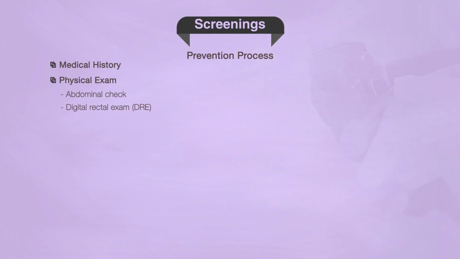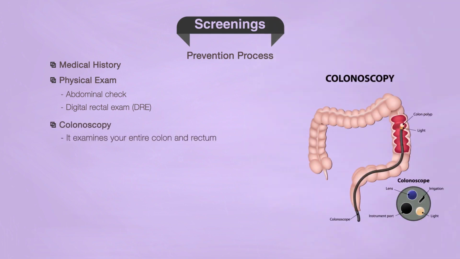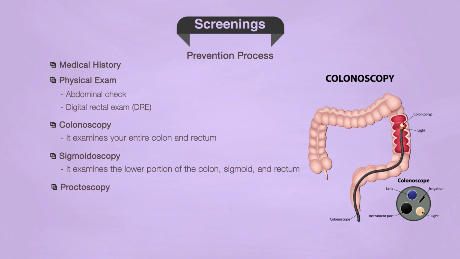Testing usually starts with a colonoscopy, which examines your entire colon and rectum. A sigmoidoscopy may be ordered as an alternative, which examines the lower portion of the colon, sigmoid, and rectum, or a proctoscopy, which just looks at the rectum. This is typically performed if rectal cancer is suspected. Biopsies may be taken during these procedures to view suspicious tissue under a microscope.